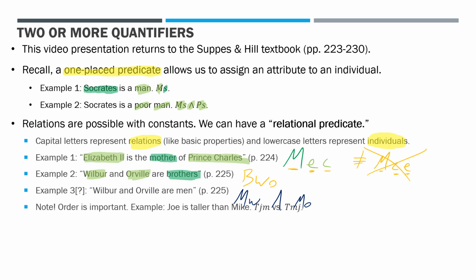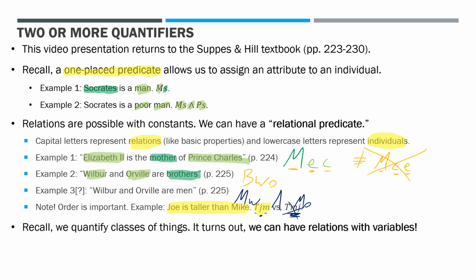And as I said, order is important. So let's say we have Joe is taller than Mike. We can say capital T, lowercase j, lowercase m. That works because we're saying Joe is taller than Mike, whereas the second possibility, capital T, lowercase m, lowercase j, is saying Mike is taller than Joe, and that is not the case.